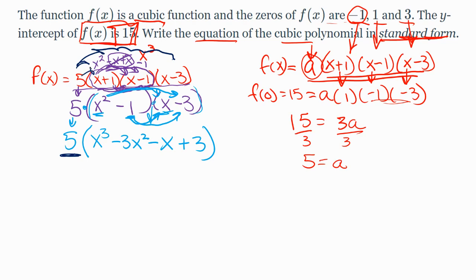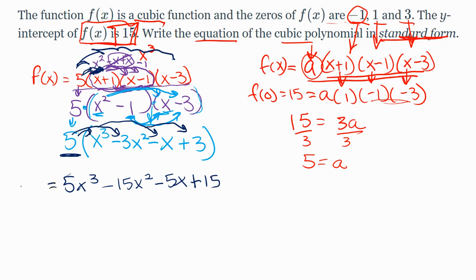You could distribute it at the beginning to one factor, but I would highly encourage you to wait till the end. So distributing the 5 is going to get 5x to the third, and then minus 15x squared, and then -5x, and finally positive 15. That is my standard form polynomial for this function that was cubic and has those 3 x-intercepts of -1, +1, 3.